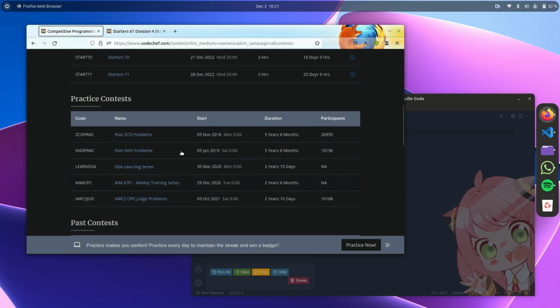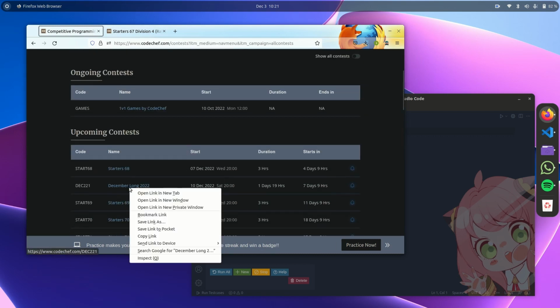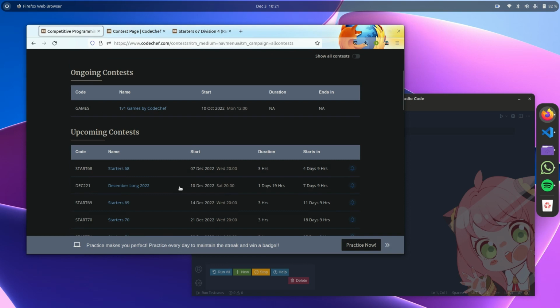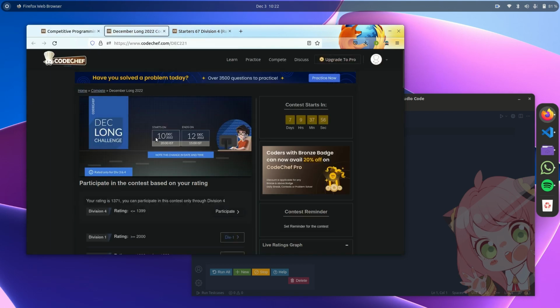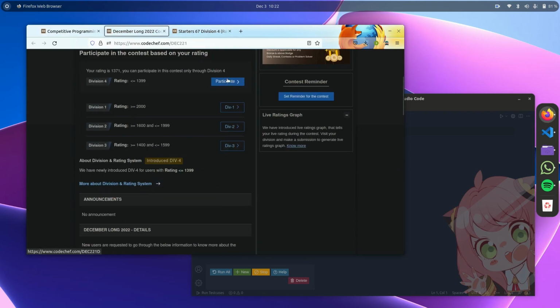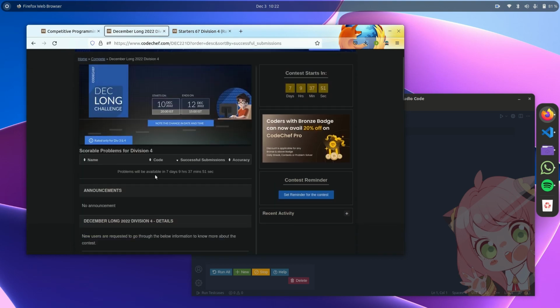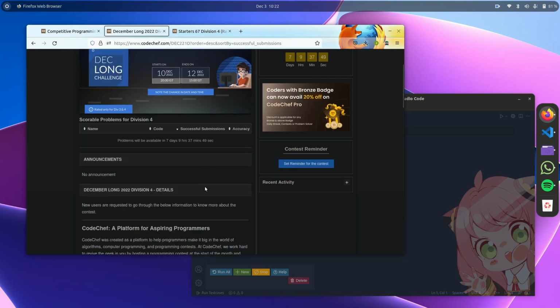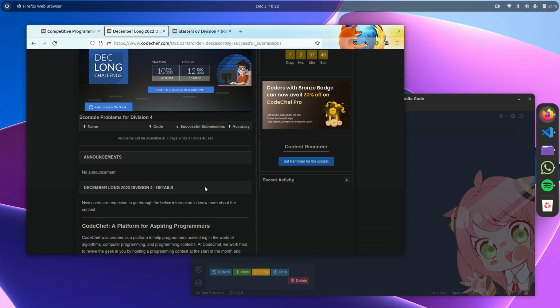Next, I will tell you about Long. The next Long will be held on 10 December, and it is held every month. It is a 1 day and 19-hour competition. You will start from Division 4. It will start in 7 days, 9 hours. In this contest, speed doesn't matter. First, what matters is how well you write your code. It's not how beautiful it is, it's how fast it is.